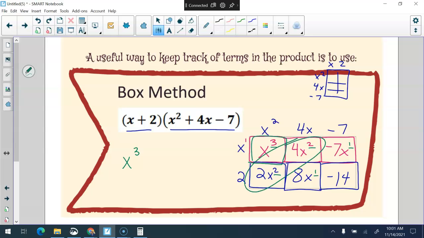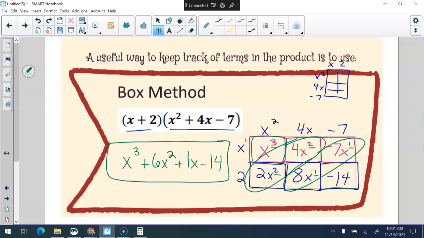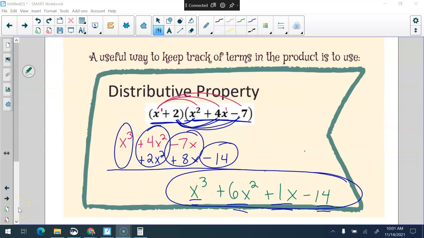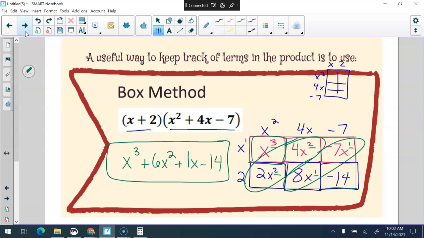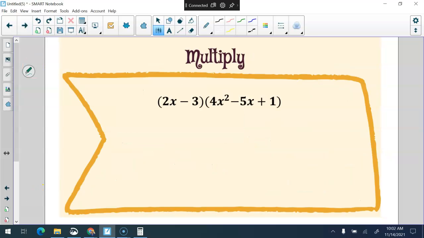So in the diagonal, I have 2x squared and 4x squared, making 6x squared. I've got 8x and a negative 7x. That makes positive 1x or just plus x. And then my negative 14 has nothing else to combine it with, so my binomial times trinomial turned out to be this polynomial. Double checking with the last page, we got the same answer, 2 different methods to distribute. Please hit pause, try this one on your own, and then double check in the end, please.